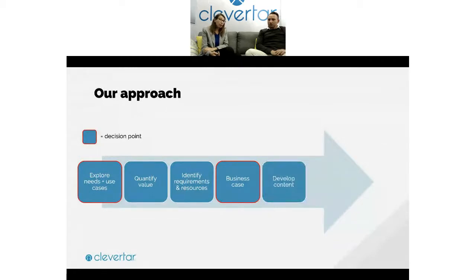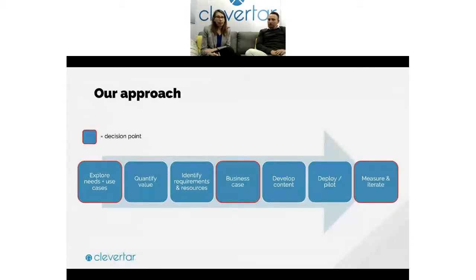Once it's decided that there is a business case and the customer wants to move forward, then it's a content development process, a deployment process generally that starts with a small-scale pilot, and then a measurement, iteration, and build out. So that's how our approach works.